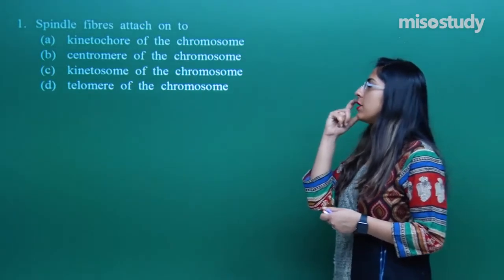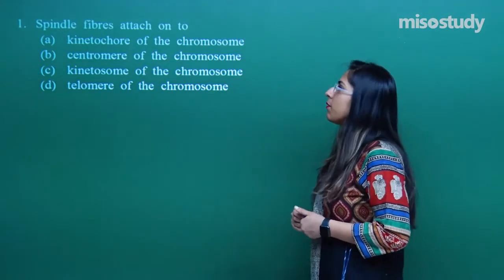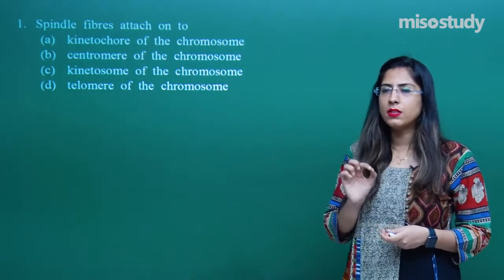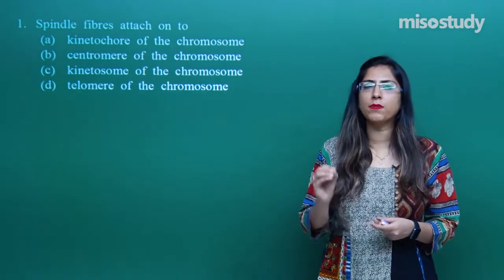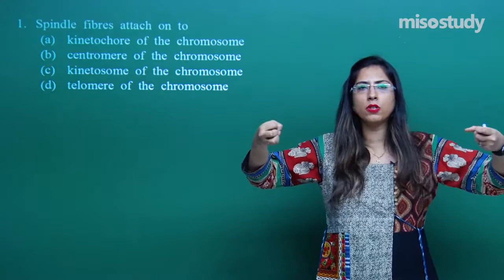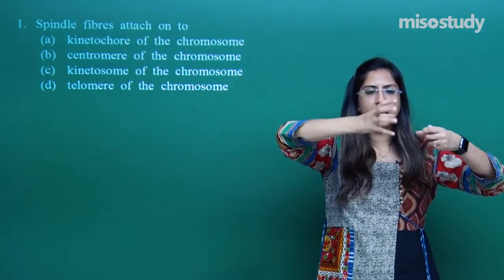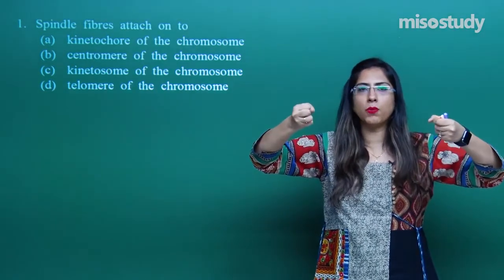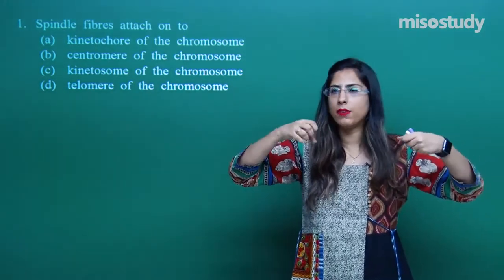The first question is based upon spindle fibers. The question says: spindle fibers are attached onto. Now listen to this very carefully. We know that the function of spindle fibers is to move the chromosomes, to migrate the chromosomes towards the opposite pole. The chromosomes present in the center at the metaphase plate start migrating to the opposite pole at the start of anaphase. At late anaphase, they reach the opposite pole.